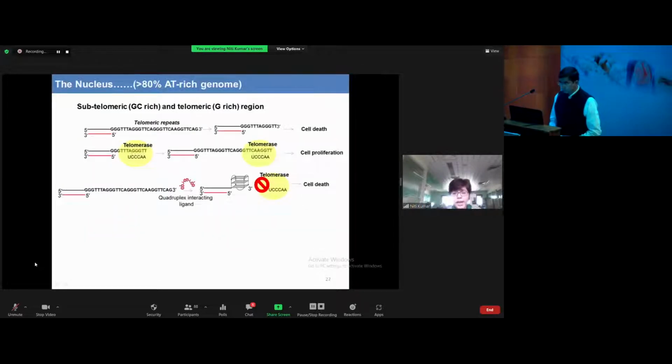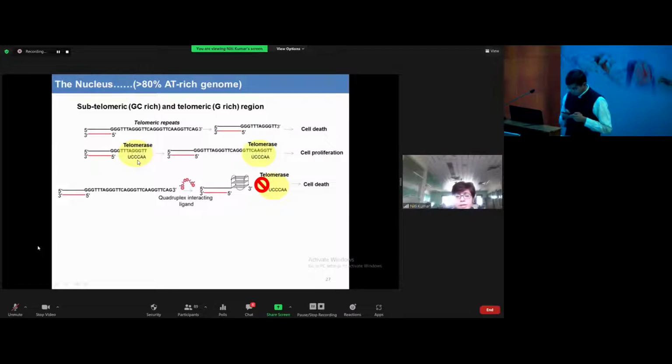I will quickly switch gears and talk about genome maintenance. As you are aware, the parasite nucleus, especially in Plasmodium falciparum, has an AT-rich genome, and the telomeric and subtelomeric regions are the only regions which harbor GC richness. Telomeres are very important for maintaining length, and a decrease in telomere length can lead to cell death. Telomerase is the enzyme which maintains the telomeric length.